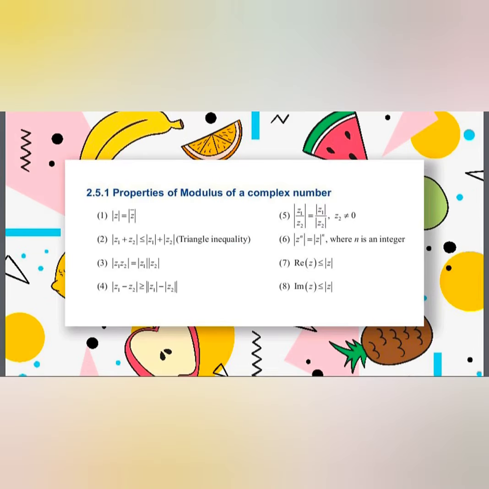So hope you all remember all the properties of modulus of a complex number. You have to be thorough with these properties. Let's move on to the sums now.